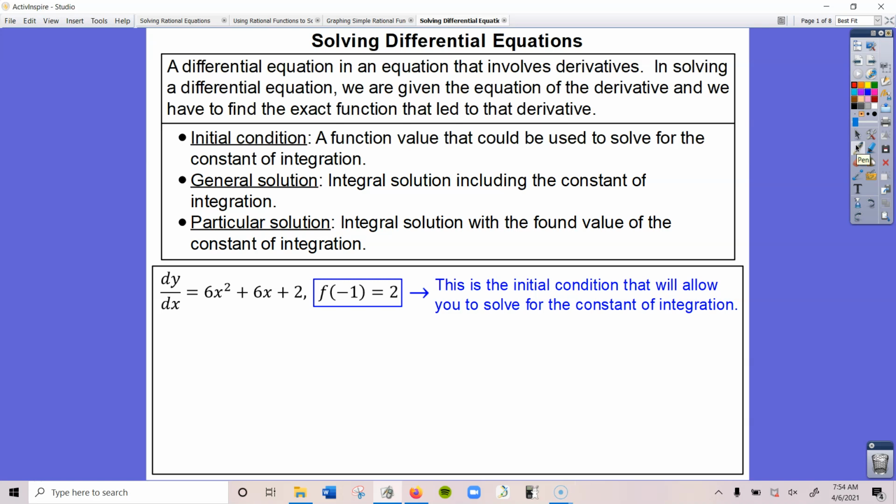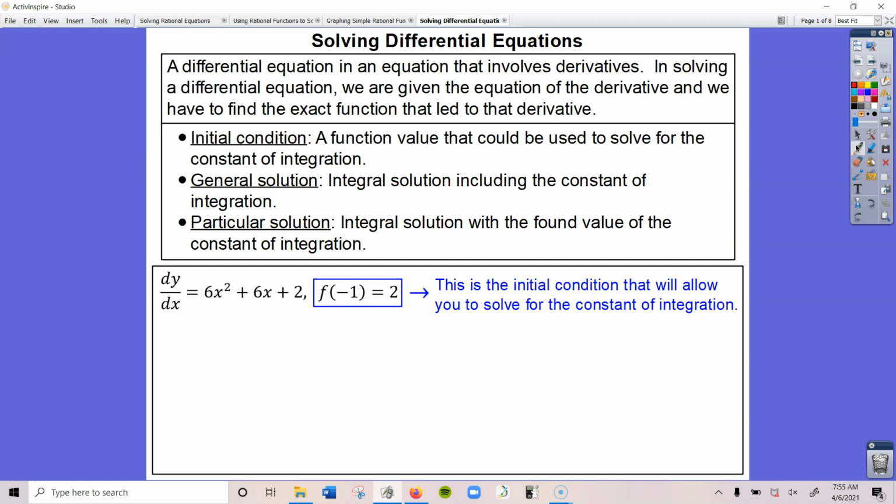Hey guys, today we're going to learn how to solve differential equations. Now, a differential equation is any equation that basically involves derivatives. When we're solving a differential equation, what we are given is the equation of the derivative, and we have to find the exact function that led to that derivative.